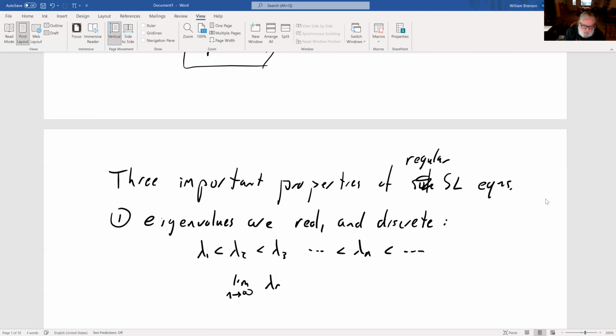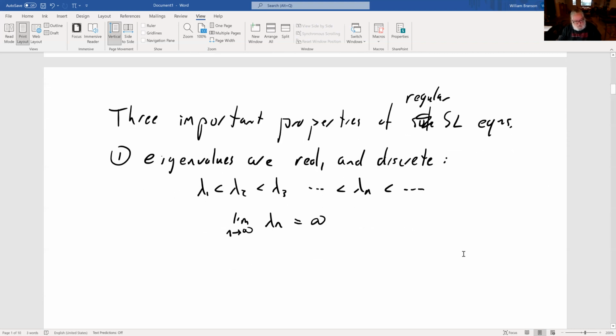Which means you can put them in a nice order. Lambda 1 is less than lambda 2, less than lambda 3. None of them are equal to each other, and there's a little gap between each of them. And the limit as n goes to infinity, lambda n marches off to positive infinity.